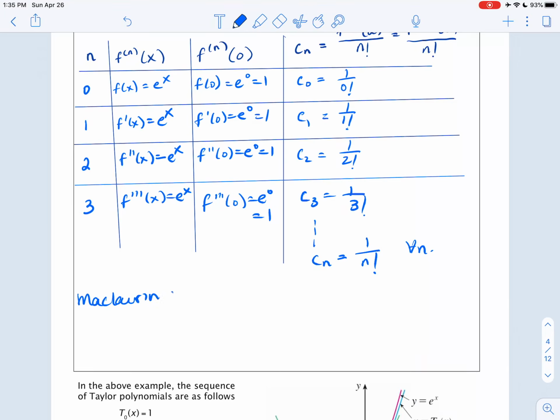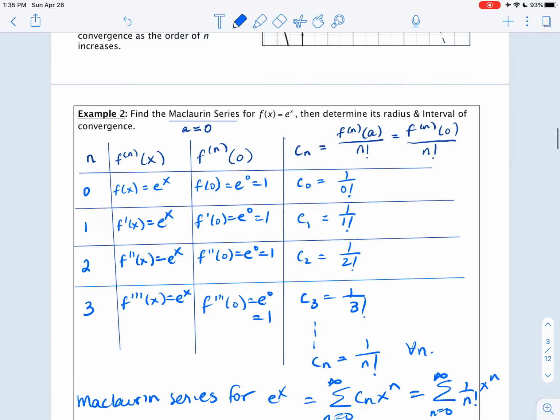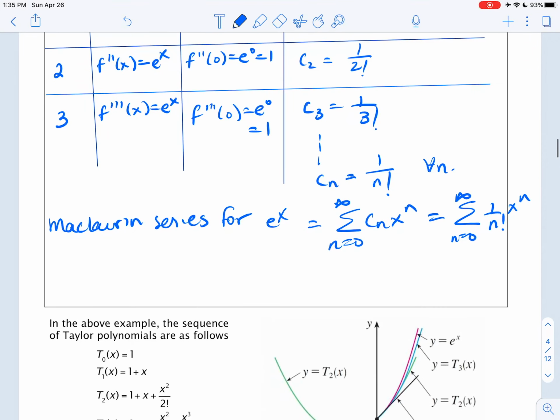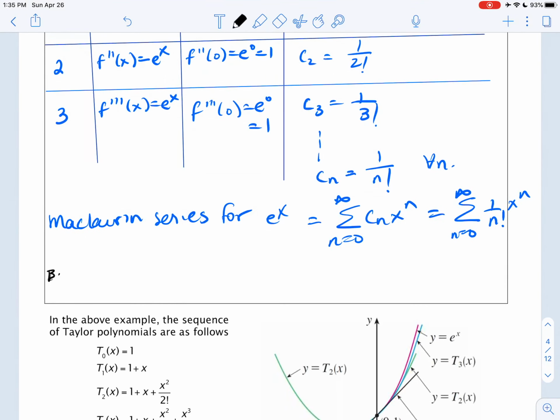So our Maclaurin series for e to the x is going to be the sum of c sub n x to the n for n equals 0 to infinity, and we found our c sub n, and that's going to be 1 over n factorial times x to the n. Good.